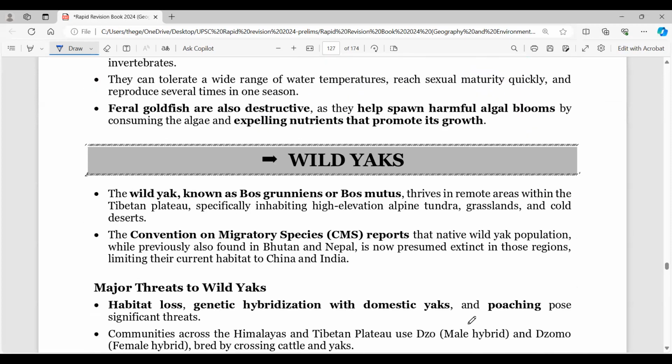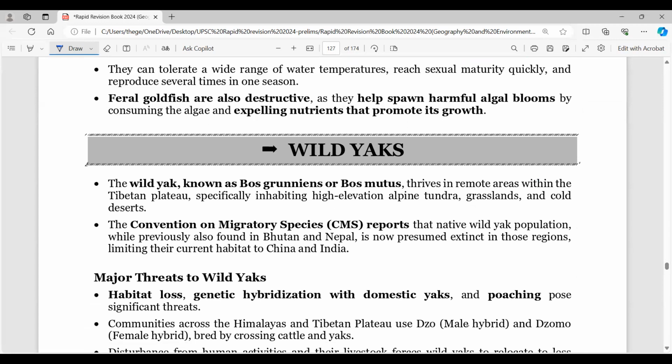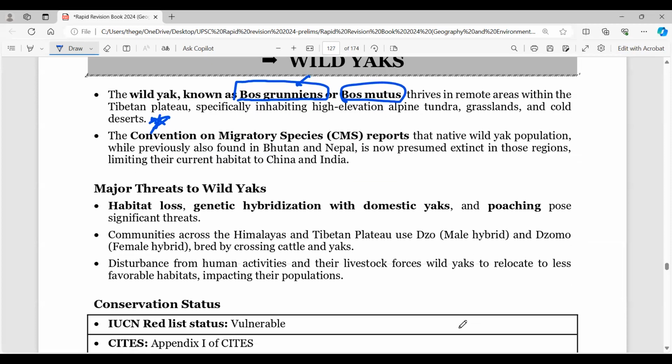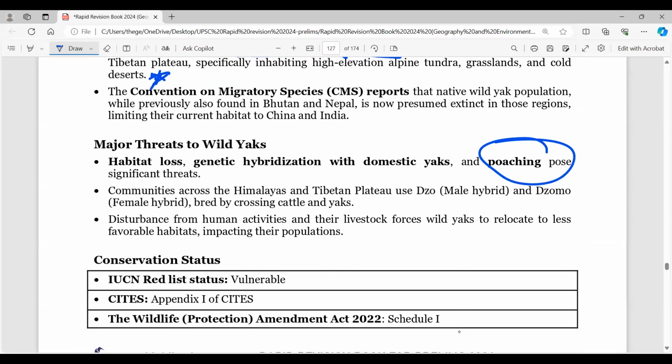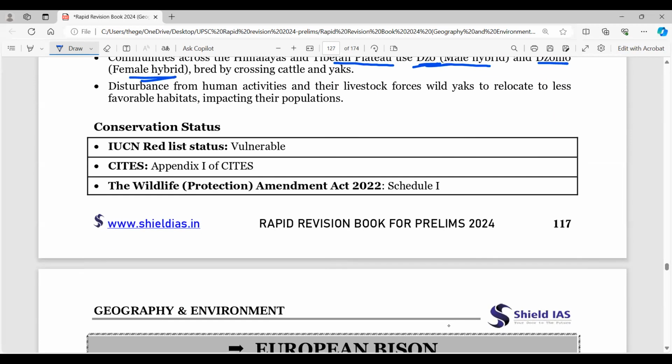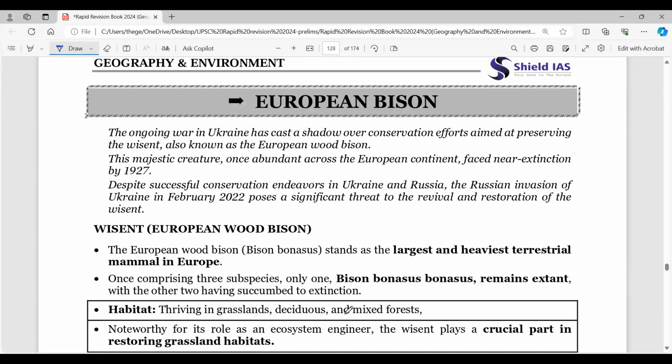Come to wild yak. So wild yak is also known by this spelling, if you remember, Bos grunniens, or Bos mutus. So Bos mutus is basically found in the Tibetan Plateau, wild yak. If you go to Ladakh or Changthang Plateau area, it's also found in the Indian region as well. Now, what is important here is the poaching of this. Okay, that's why it's important. Here, Tibetan Plateau use this male hybrid, right? Zomo, it's called Zomo, female hybrid. So these you will find out there. Now, IUCN red list category here, vulnerable category, Schedule 1 according to Wildlife Protection Act.